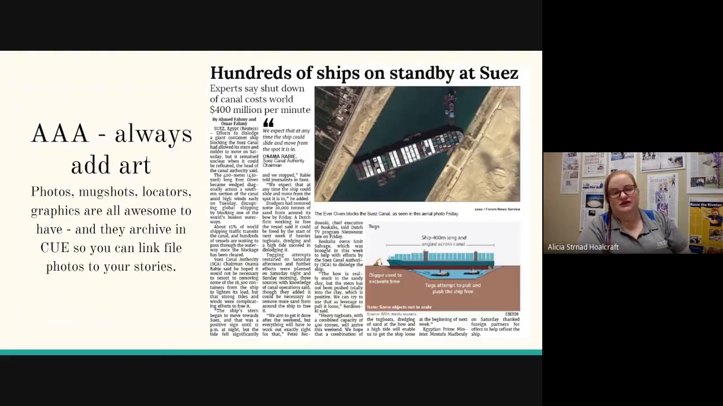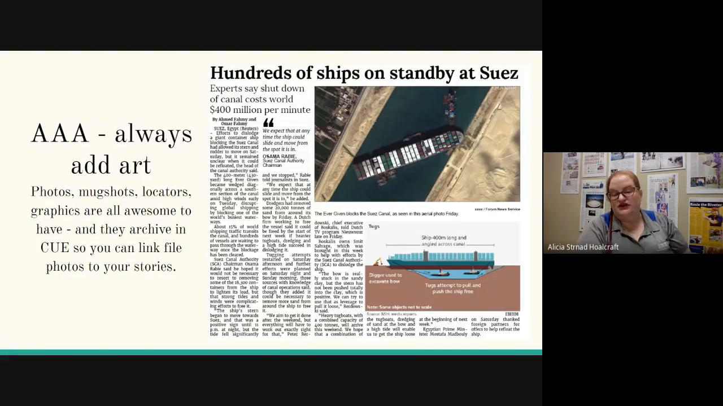And then art. We always want to add art whenever possible. Any kind of art, photos, mugshots, graphics, locators, all kinds of things. These are great and they really, really grip readers. A photo is worth 1,000 words, so you're adding 1,000 words to your story every time you add an image.